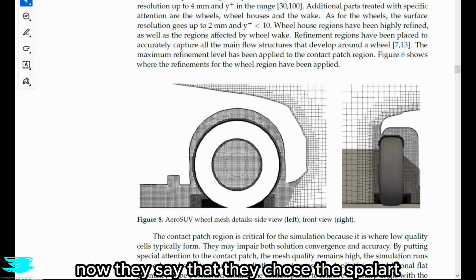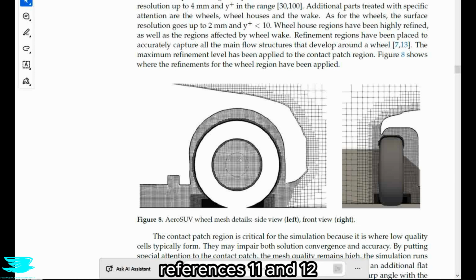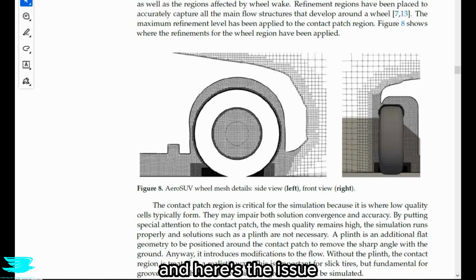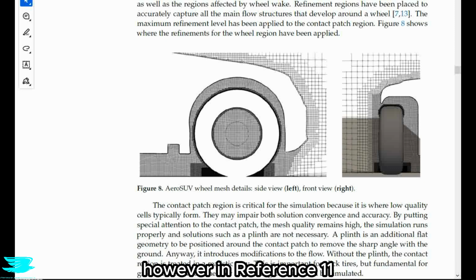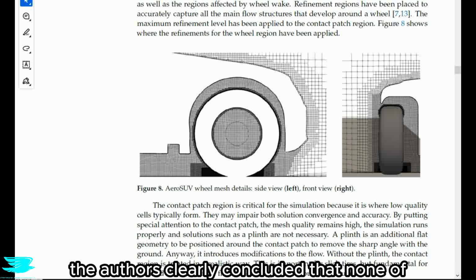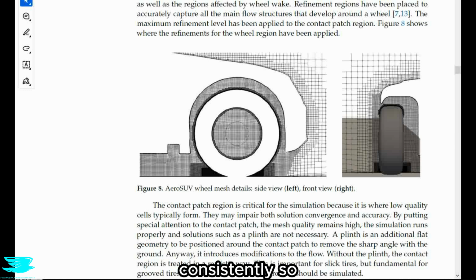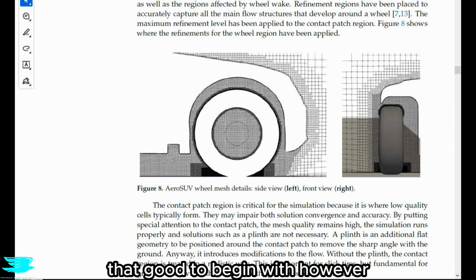Now, they say that they chose the Spalart-Allmaras turbulence model because a couple of papers, references 11 and 12, say that this turbulence model is good for cars. And here's the issue. So in its original form, it definitely isn't. There are many other turbulence models that are better. However, in reference 11, the authors clearly conclude that none of the turbulence models they tested were completely accurate. Now, by completely accurate, these models got to within about a few percent consistently. So I think that the Spalart-Allmaras turbulence model isn't that good to begin with.